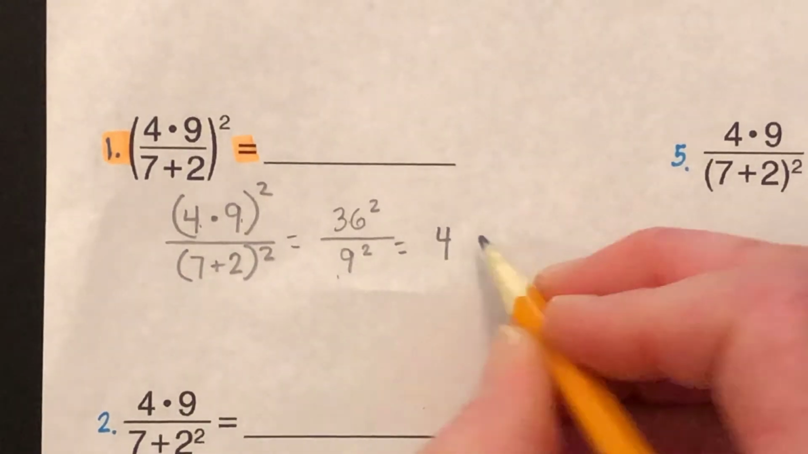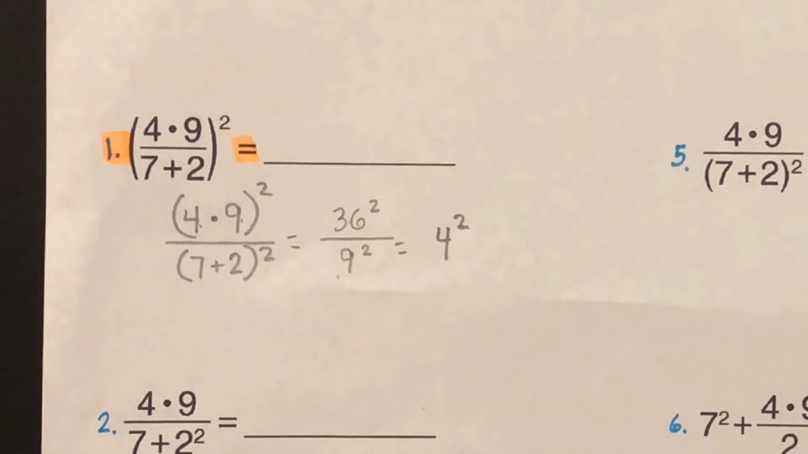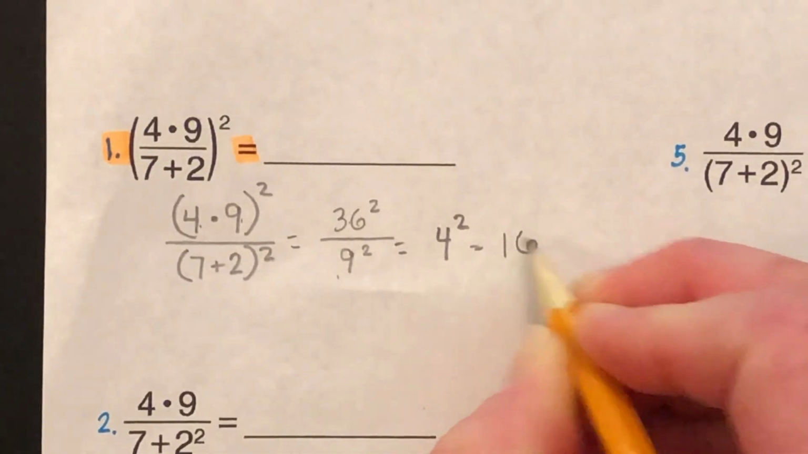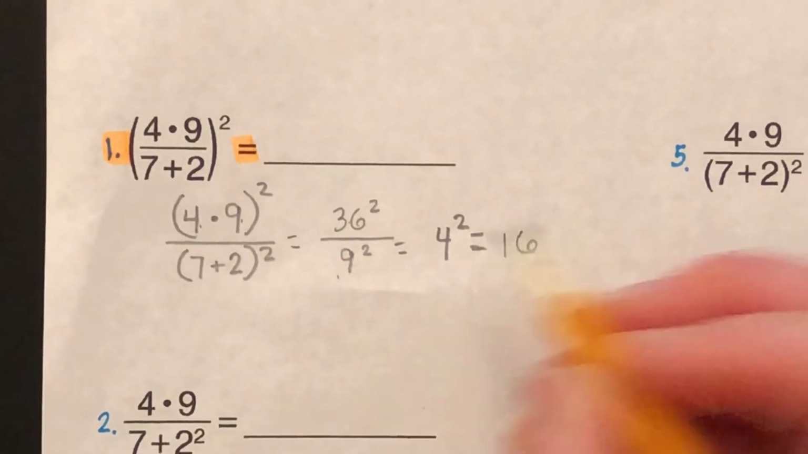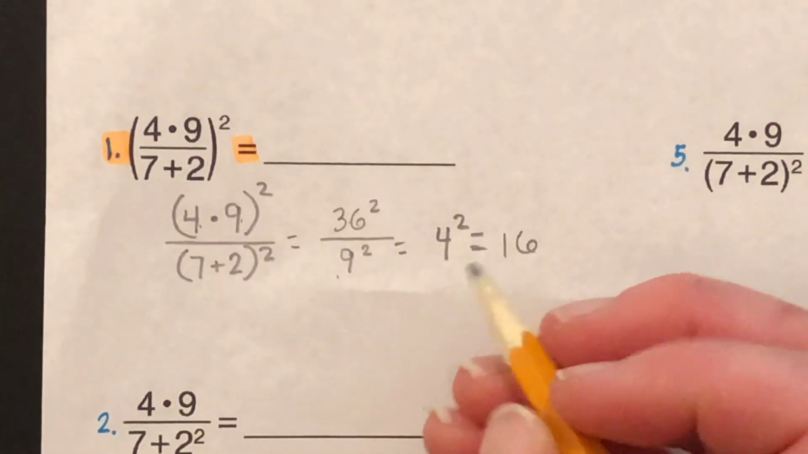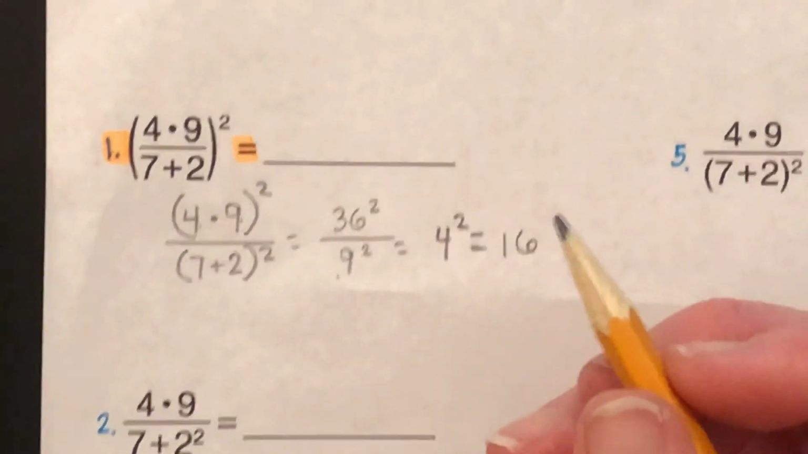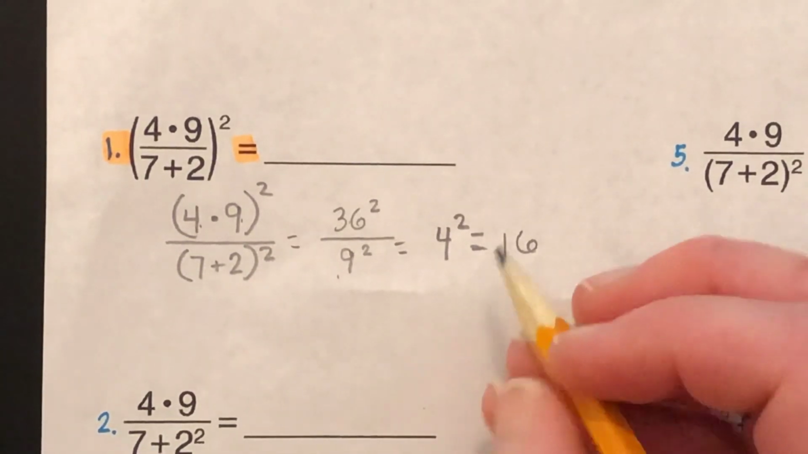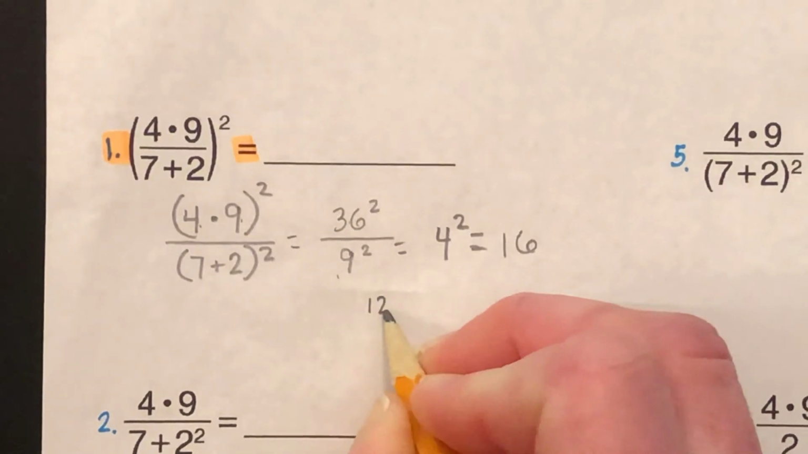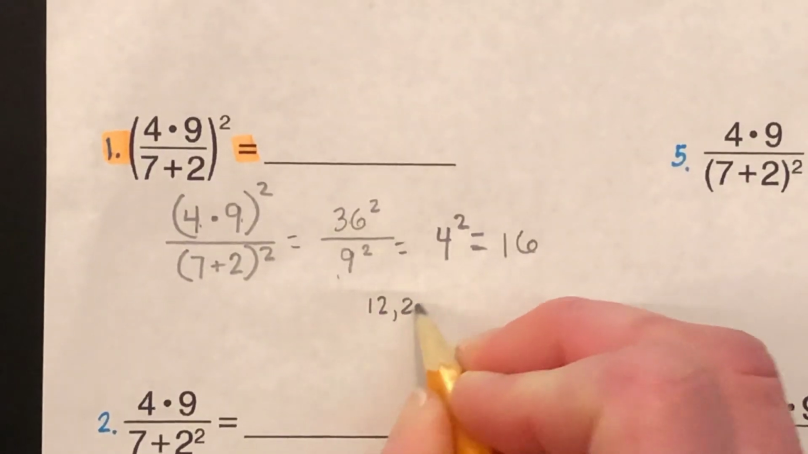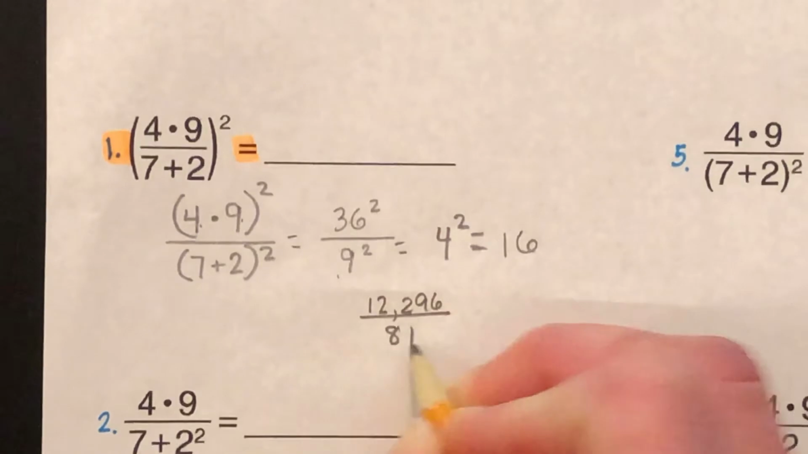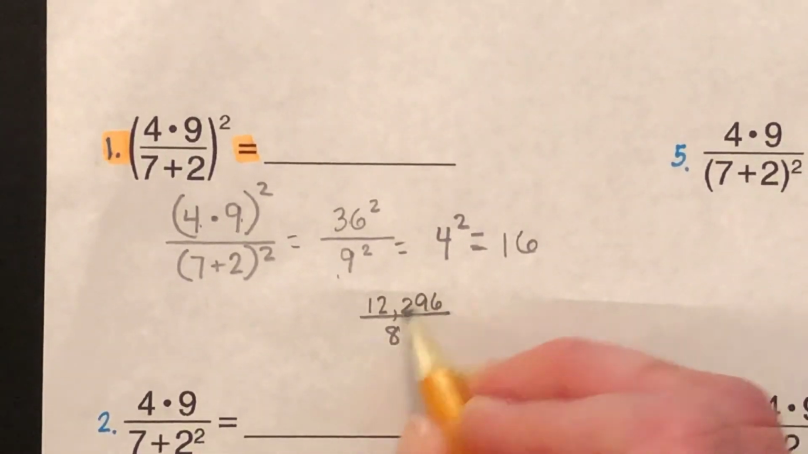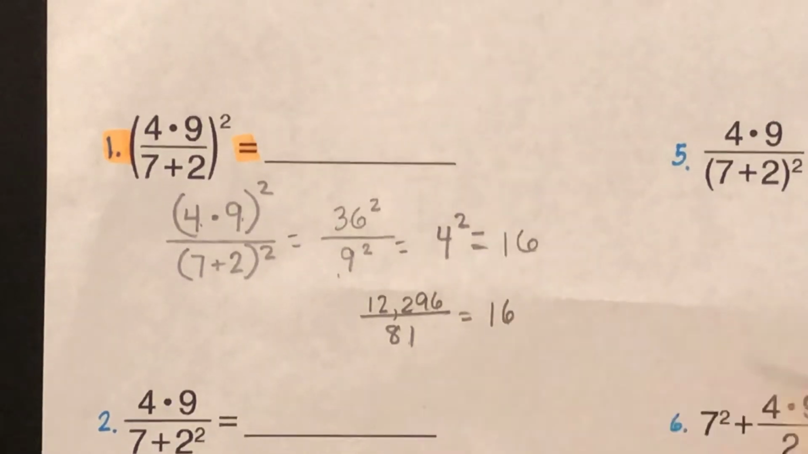So now I have 4 squared. And 4 squared is 16. If you chose to multiply that out, 36 squared, it would have been 1,296 over 81, and then you would have divided that out. And when you do divide that out, you would get 16.